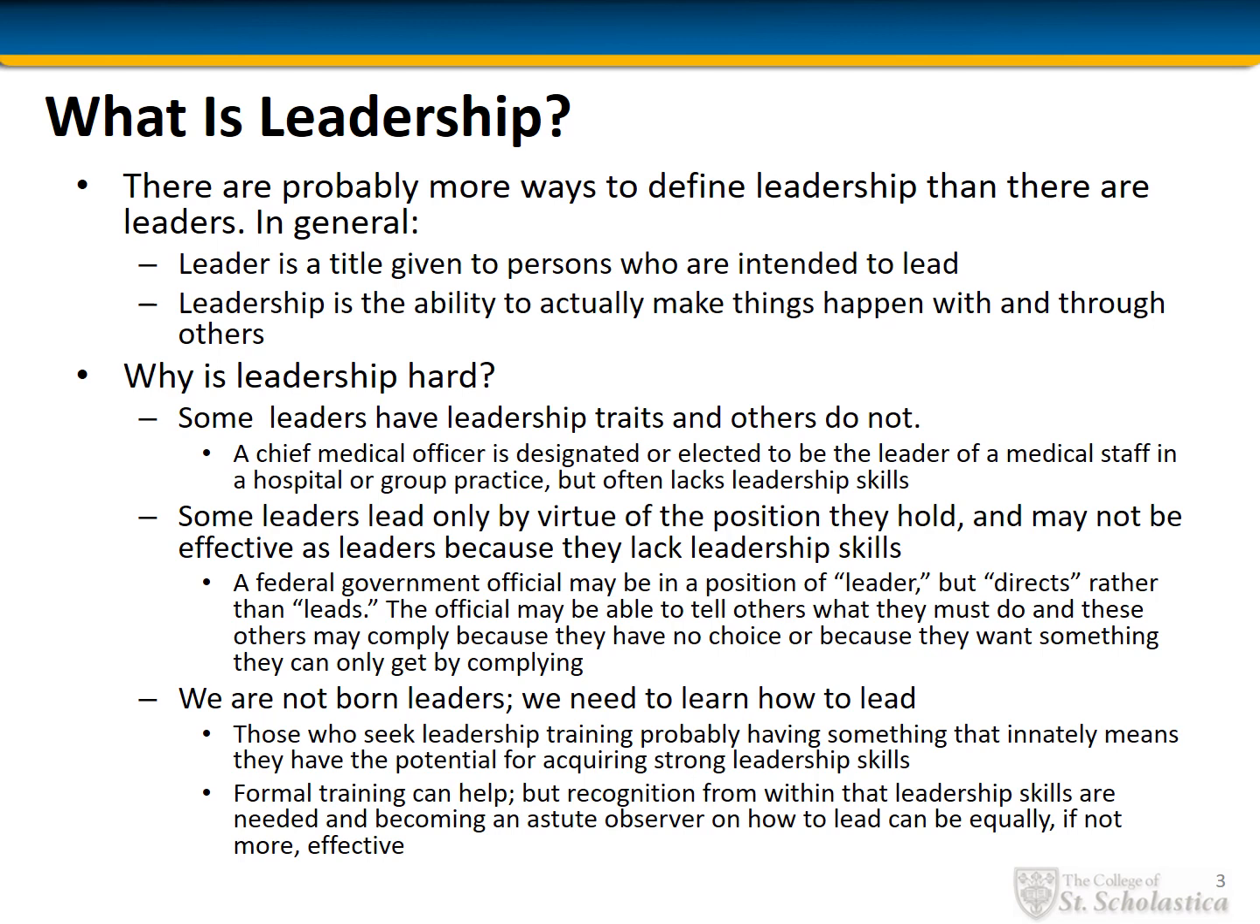Many leaders are designated officially or by default, but have no training in leadership and often are poor leaders. Whereas those who seek leadership training probably have something that innately means they have the potential for becoming an effective leader. An effective leader is one who gets others to join in an endeavor to achieve a goal.